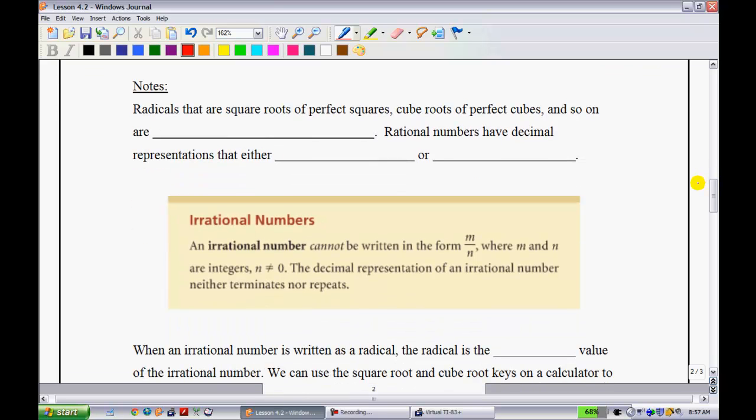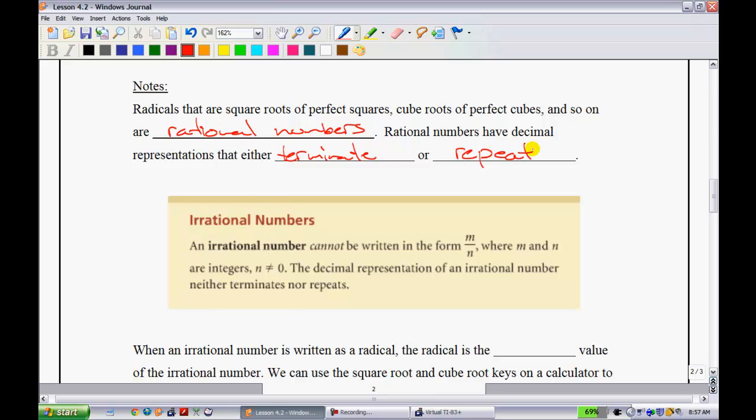All right, next page. Notes. Radicals that are square roots of perfect squares, cube roots of perfect cubes, and so on, are what we consider rational numbers. Rational numbers have decimal representations that either terminate or repeat.